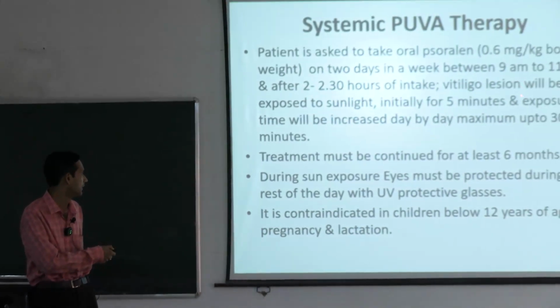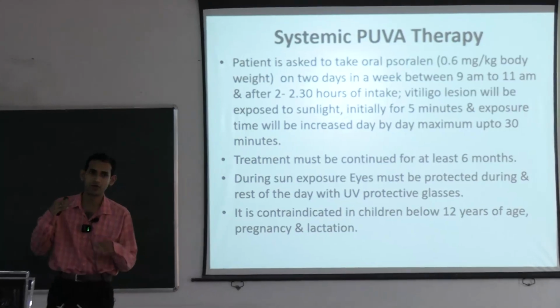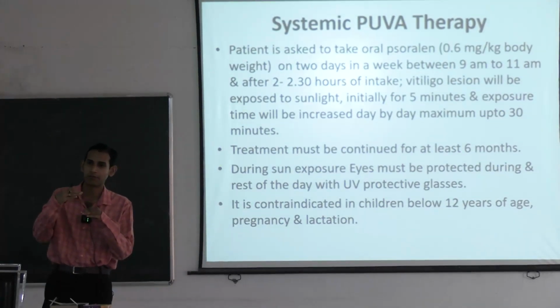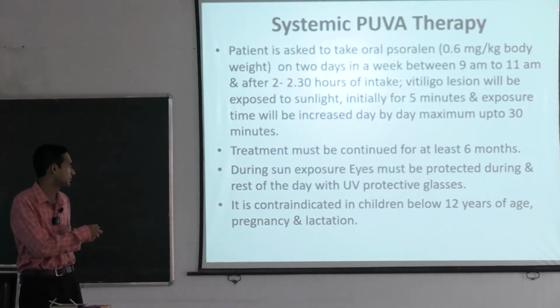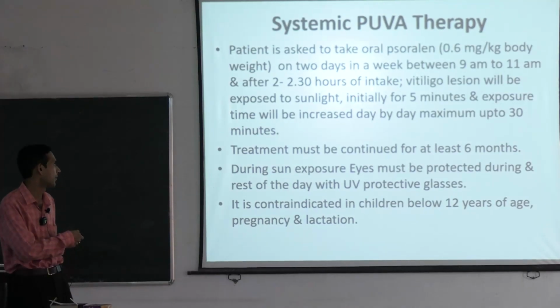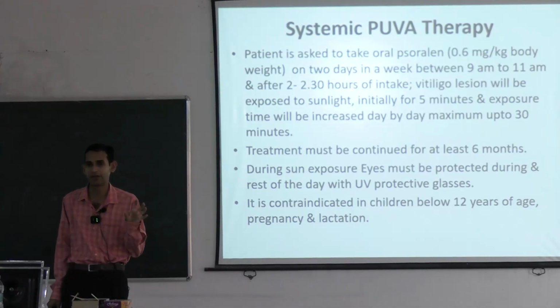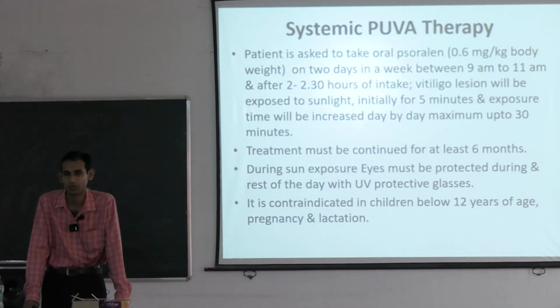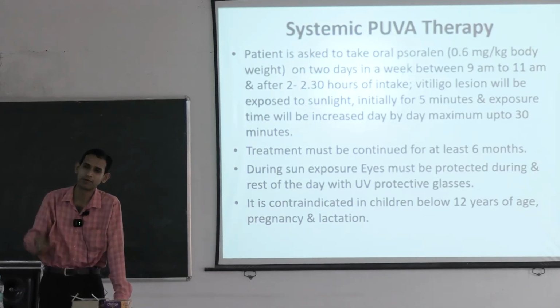After 2 to 2.5 hours of intake, the vitiligo lesion will be exposed to sunlight, initially for 5 minutes, and then the exposure time can be gradually increased to a maximum of 30 minutes. This is for oral psoralen 0.6 milligram per kg body weight on 2 days in a week between 9 AM and 11 AM. Oral PUVA therapy must be applied for at least 6 months to get the result. Initially there will be perifollicular hyperpigmentation and then the pigmentation usually starts.